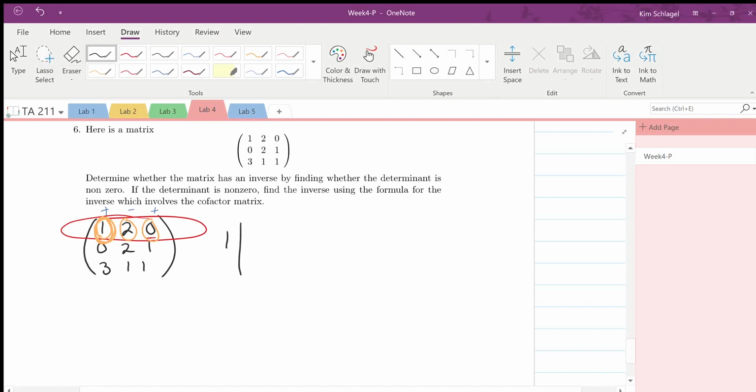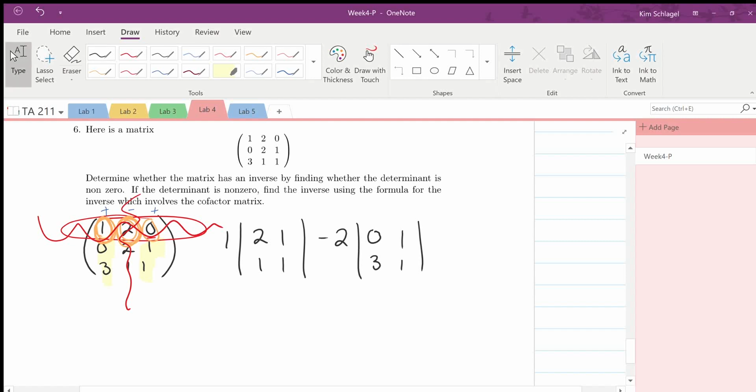So we have 1 times, and remember we squiggle out the column and the row in which that entry is in, and we see what we have left. In this case, whatever is left is this guy. So we have 2, 1, 1, 1. Okay. Our next entry that we're going to focus on is this one here, and we know that it's a -2. So I'm writing -2, and we squiggle out the row and column that it's in and see what we have left. And in this case, we have these guys left. So we have 0, 3, 1, 1.